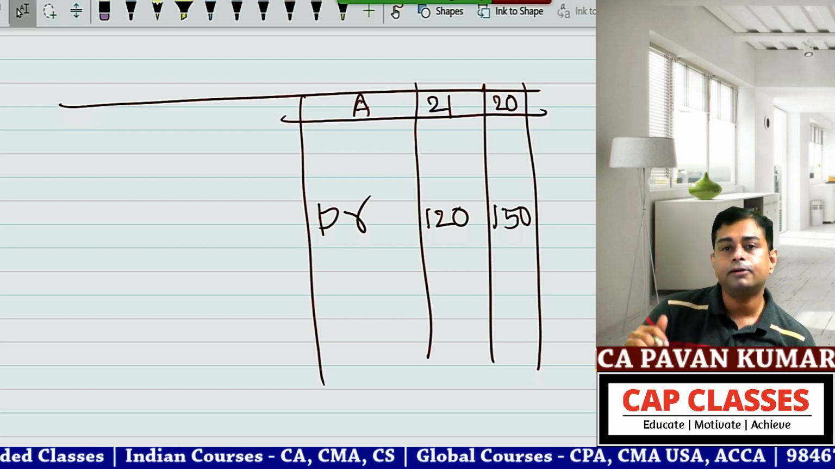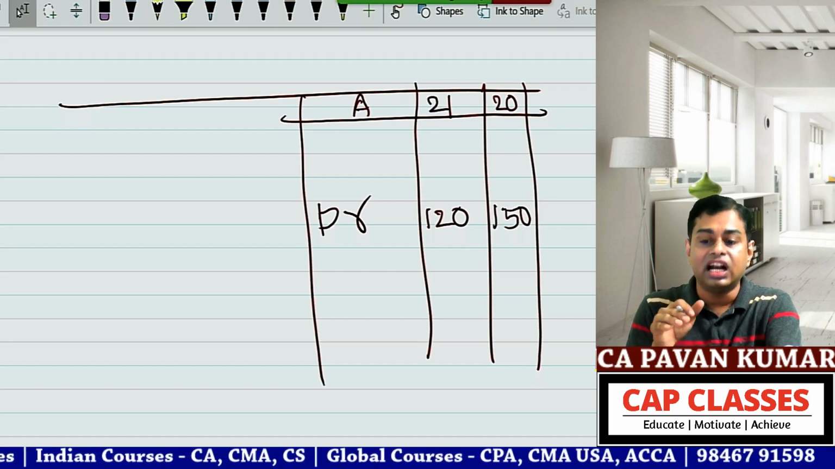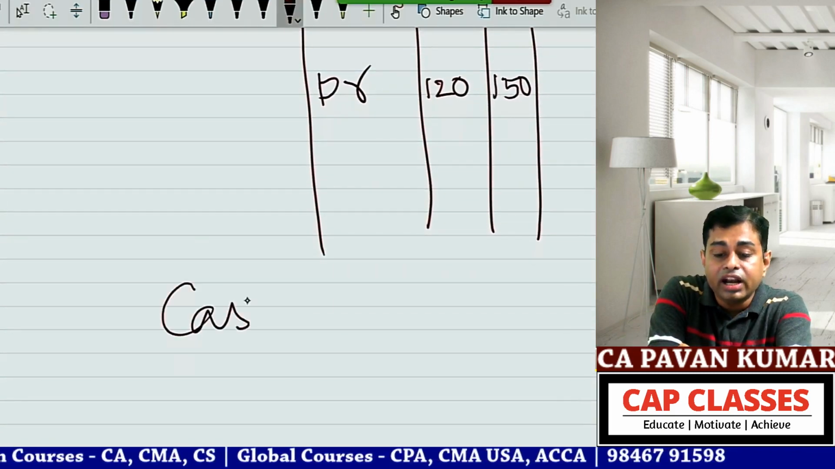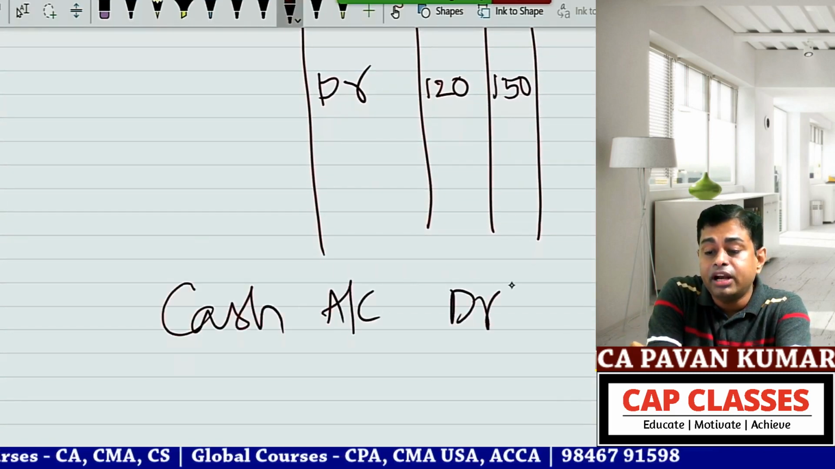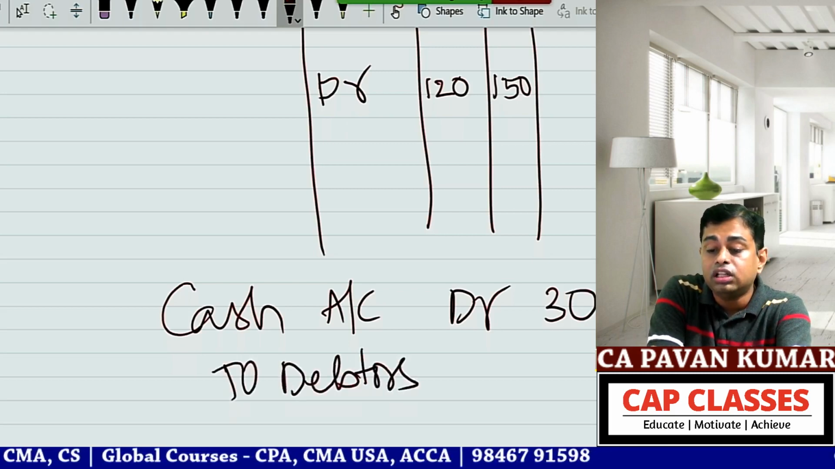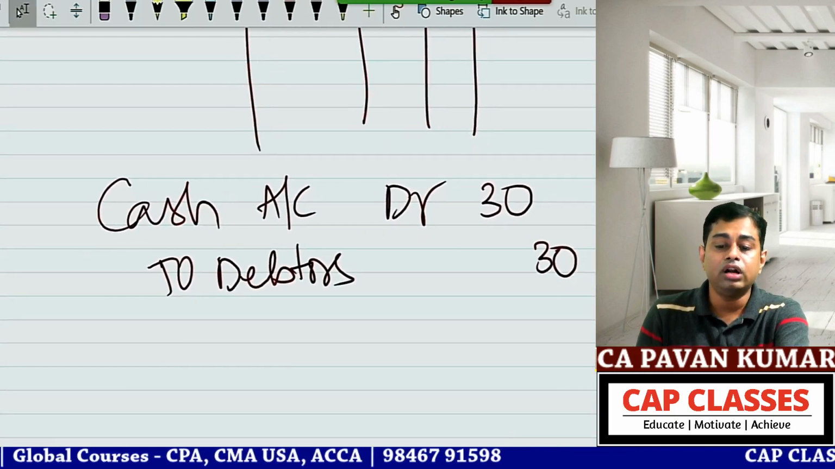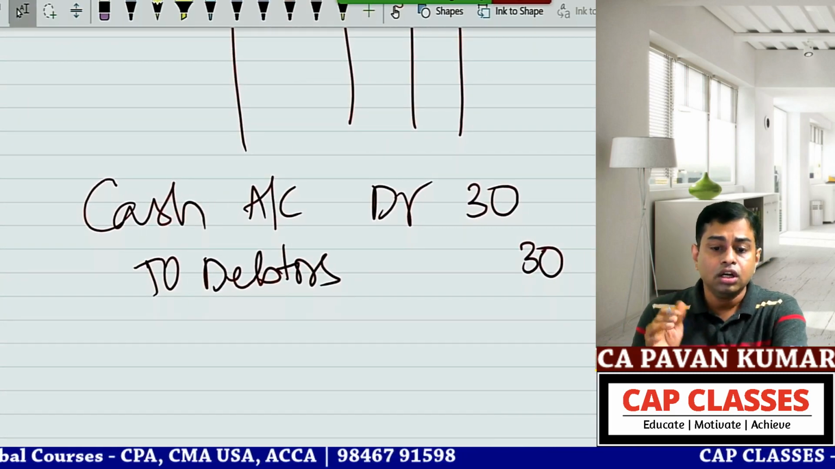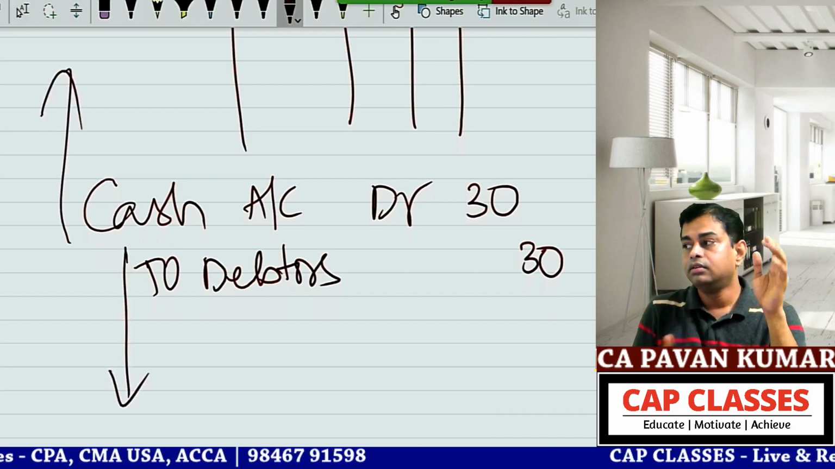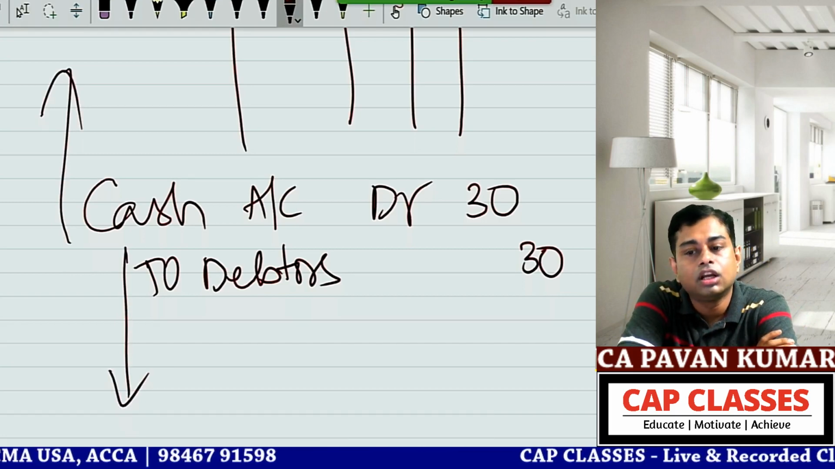There you are, correct. So, cash received, that is the reason current asset came down. So, what is the journal entry you write? Cash account debit 30 crores to debtors account 30 crores. This is the journal entry you passed, correct? So, cash increased, no? When debtor decreased. You understand the logic?